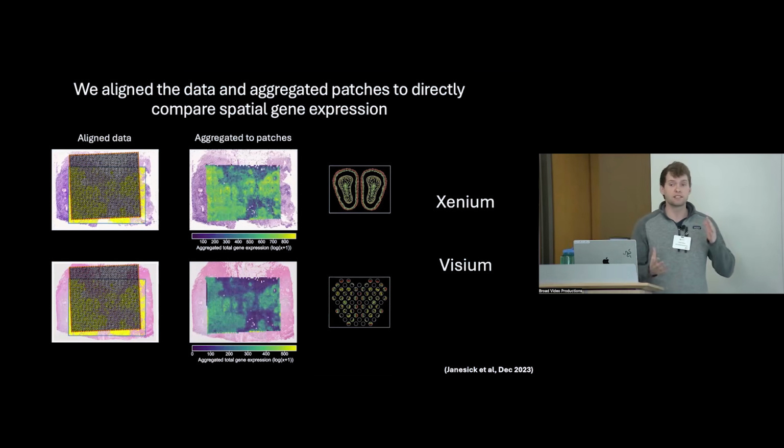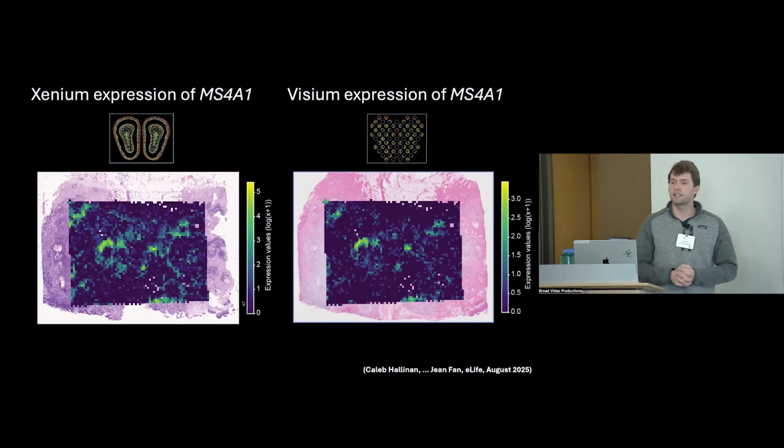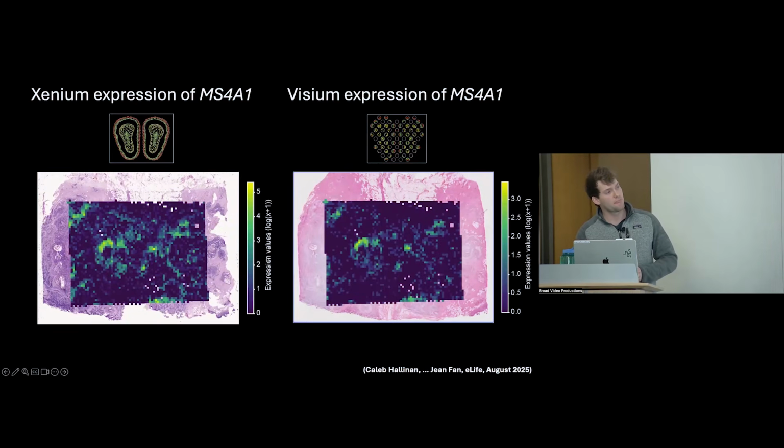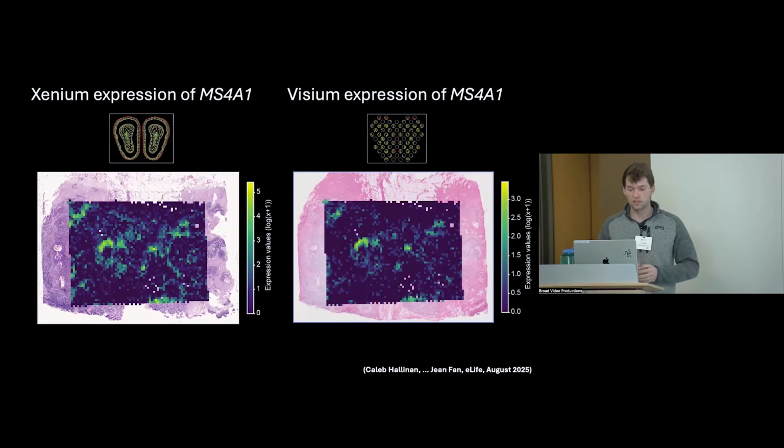So now it becomes really easy to compare these two technologies because, again, these data sets are aligned. At each patch, they should have approximately the same gene expression, regardless of what technology I use. So when you take a look at a couple of these genes, like MS4A1, this is the Xenium expression of MS4A1, and this is the Visium expression of MS4A1. You can see they're pretty similar. The spatial pattern is relatively similar. The gene expression is a little different, but again, imaging typically has a little bit higher detection efficiency, but overall, very similar.